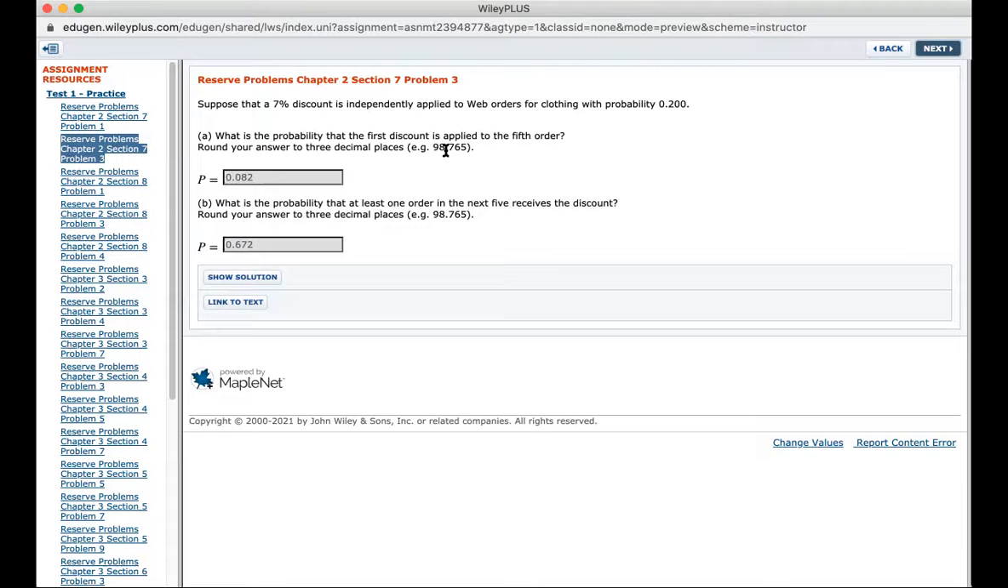Okay, so now question B. What is the probability that at least one order in the next 5 receives the discount? You see the "at least," so you're going to use the rule for complement. So let's go over those problems in Sky's paper.